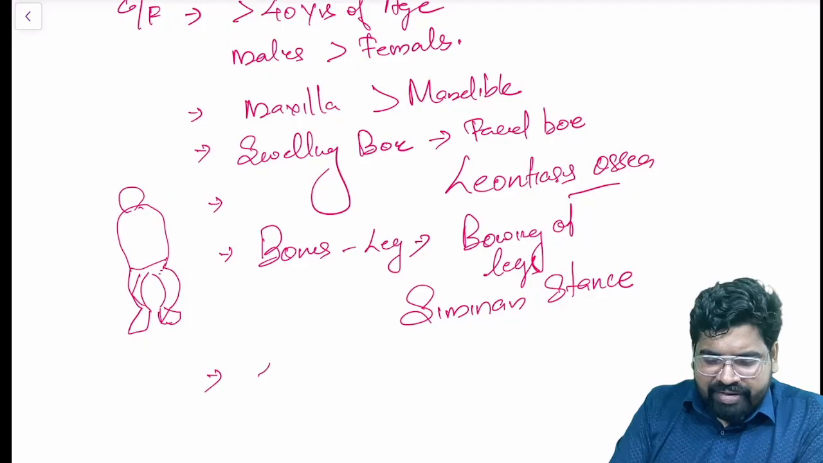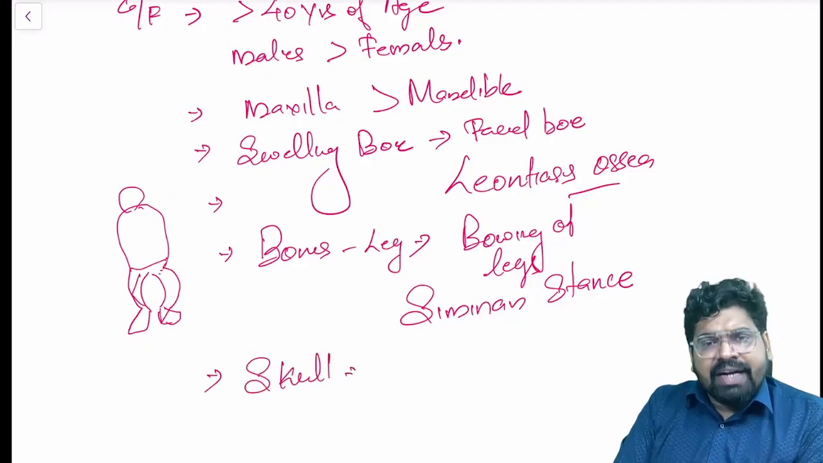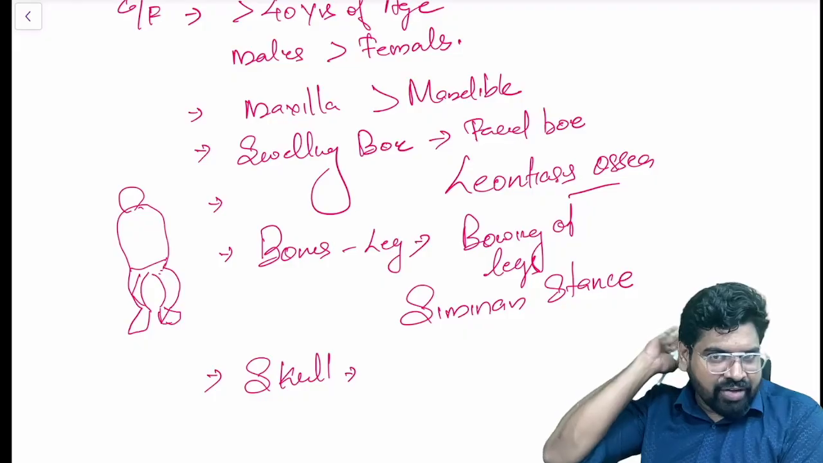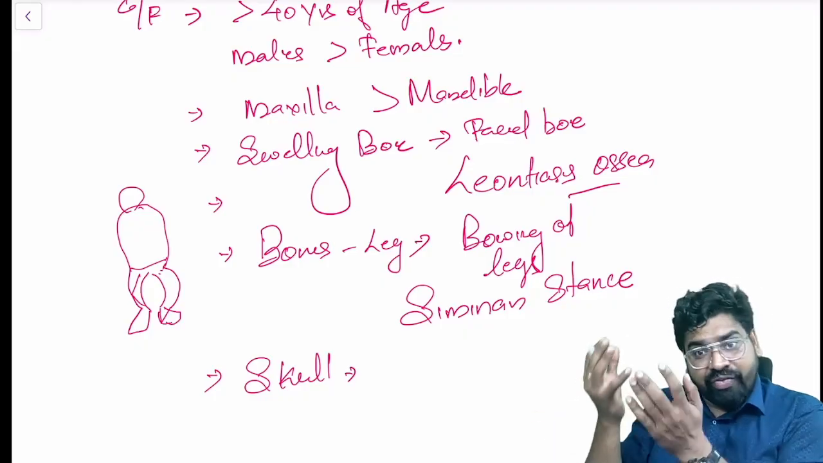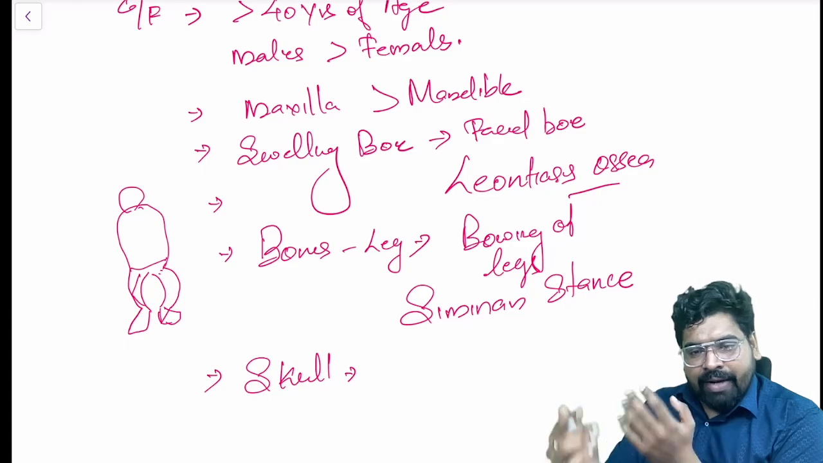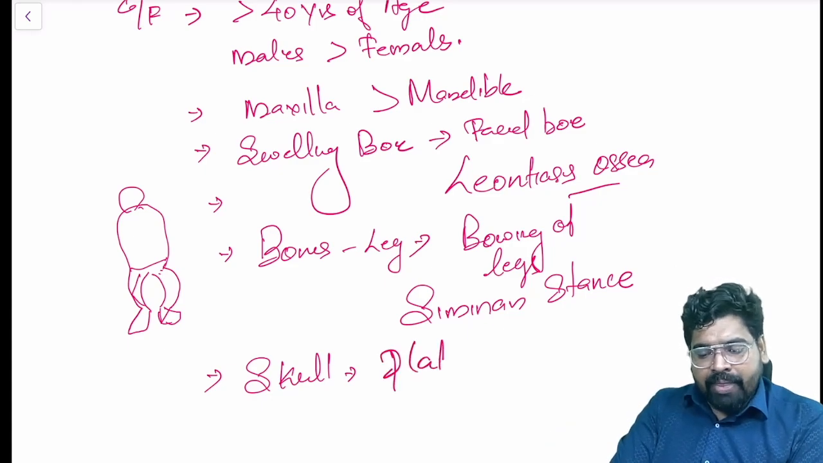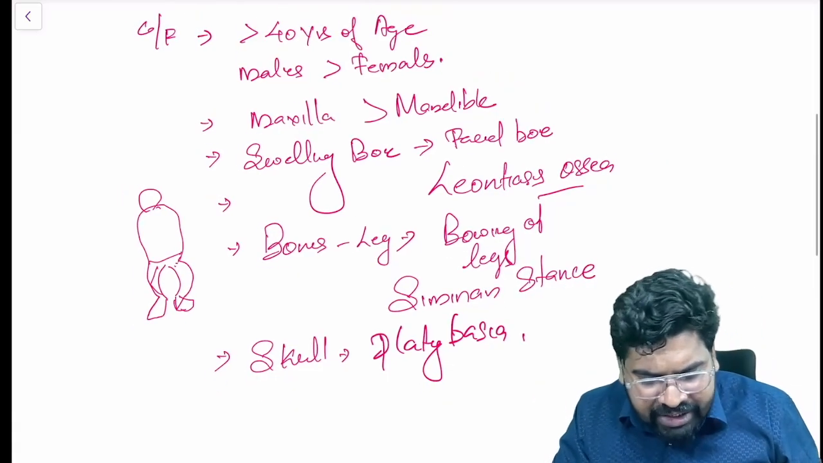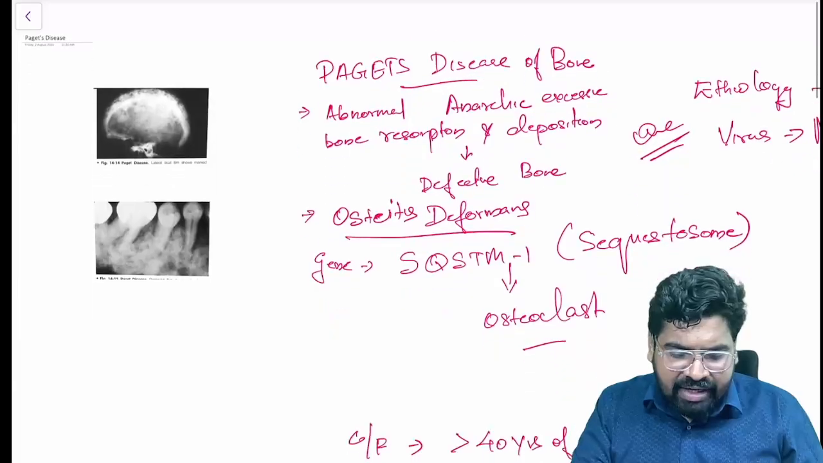And if you take a skull radiograph, you can see that the base of the skull will become flat because of the weight of the brain. It is called platybasia.